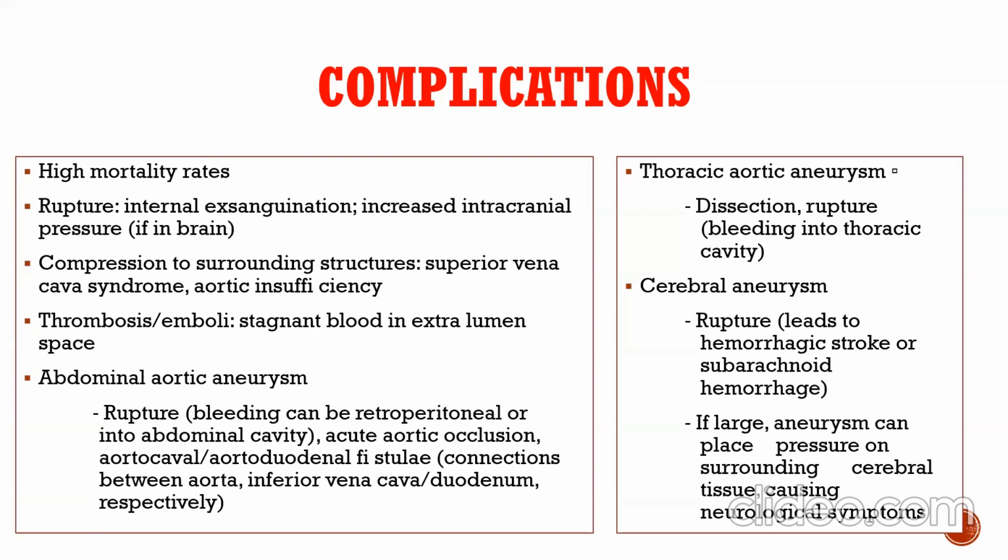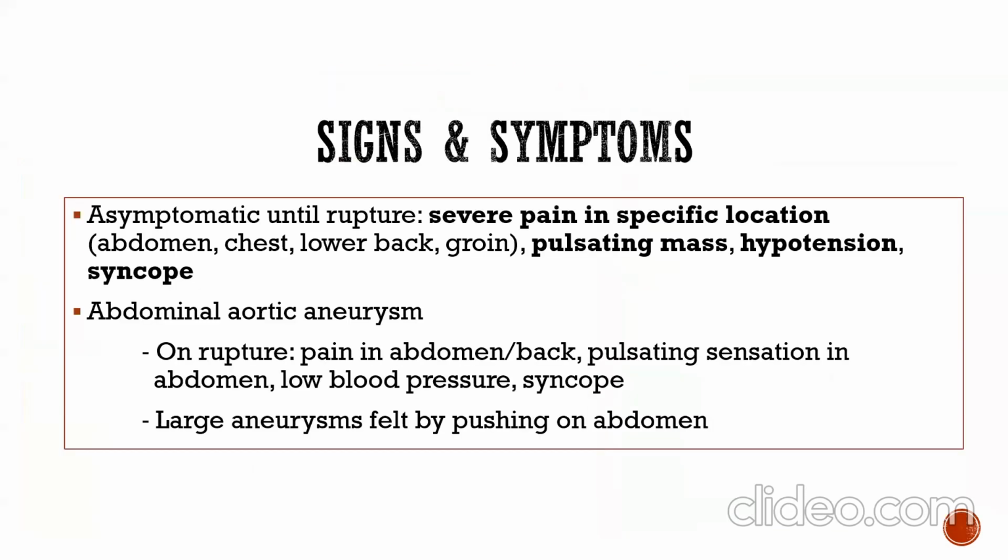Thoracic aortic aneurysm: dissection, rupture, bleeding into the thoracic cavity. Cerebral aneurysm: rupture leads to hemorrhagic stroke or subarachnoid hemorrhage. A large aneurysm can place pressure on surrounding cerebral tissue, causing neurological symptoms.